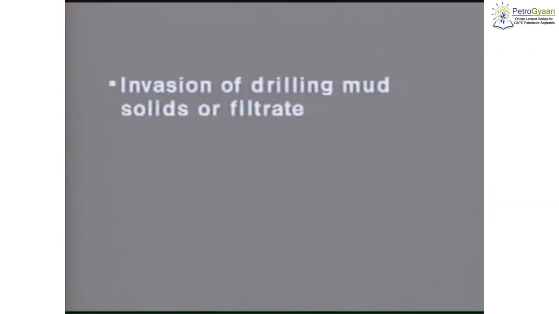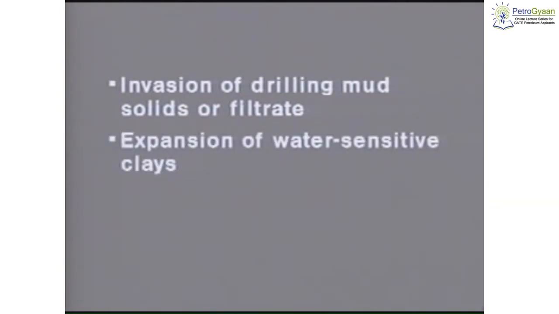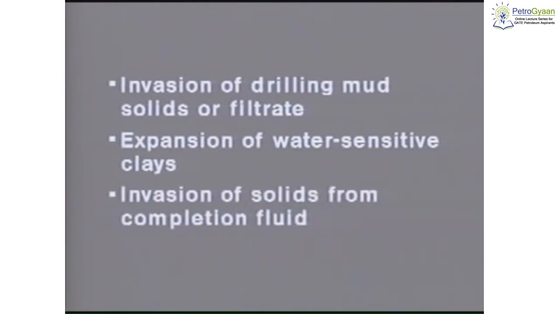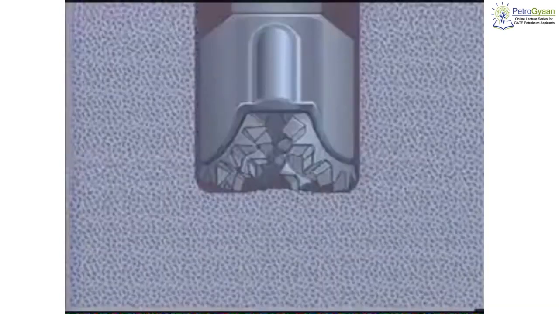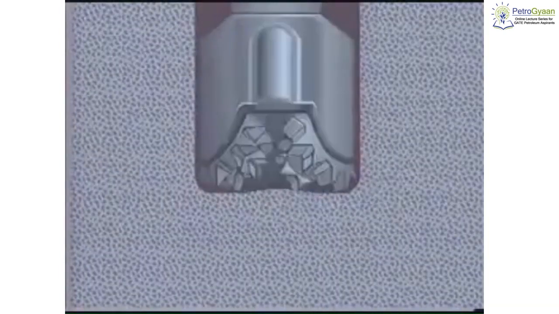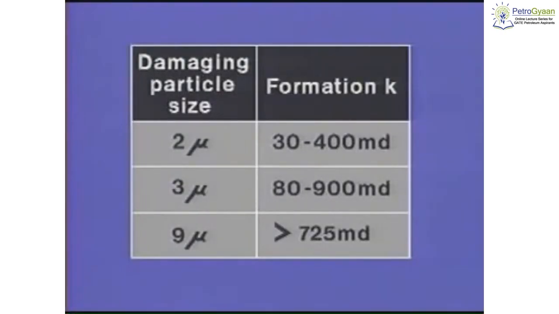Primary causes of formation damage are invasion of drilling mud solids or filtrate into the formation, expansion of water-sensitive native clays, and the invasion of solids from the completion fluid into the formation. Research has shown that the solid particles carried into the formation pores are the main cause of permeability impairment, and such impairment is dependent on the size of the particles and the permeability of the formation. Shallow invasion of these particles will occur when their diameter is roughly 10 to 30% of the mean pore diameter of the formation, as indicated by this table.